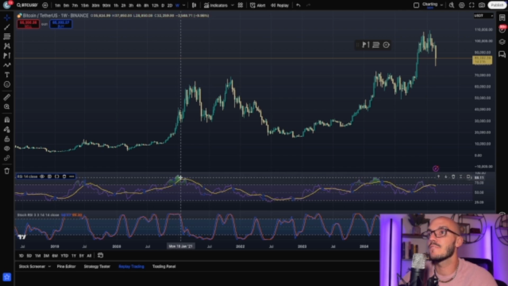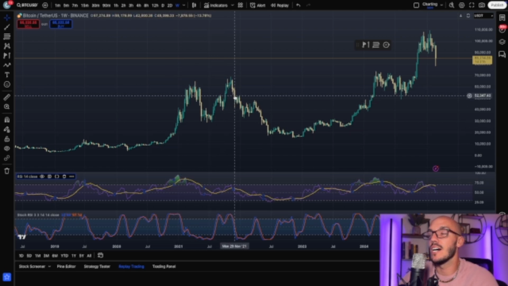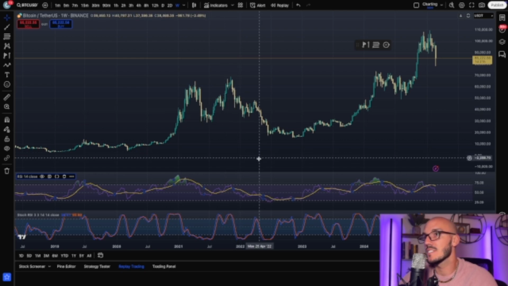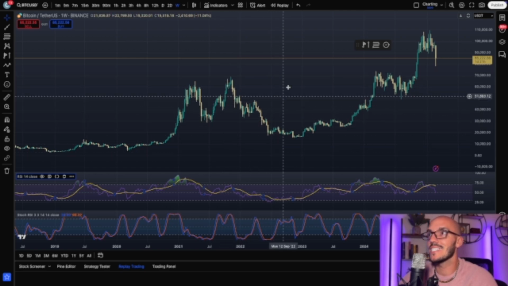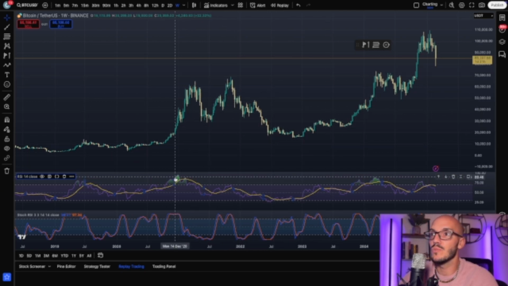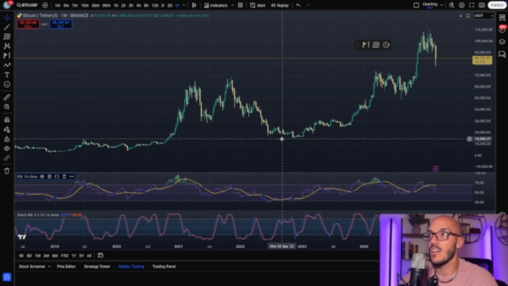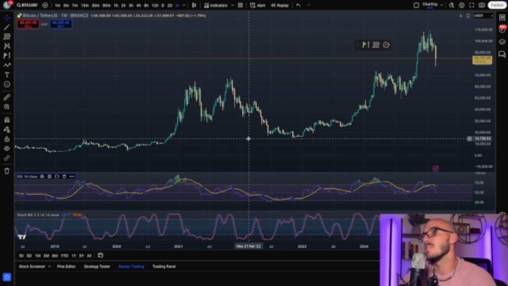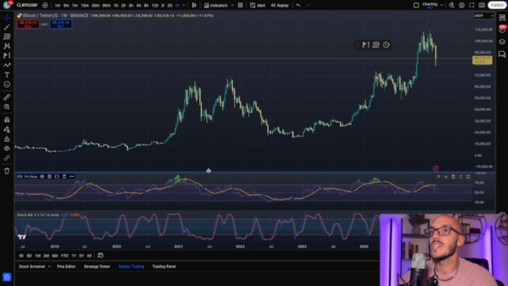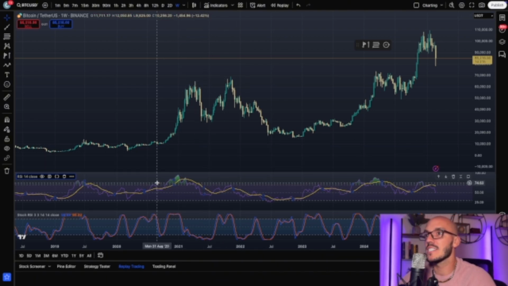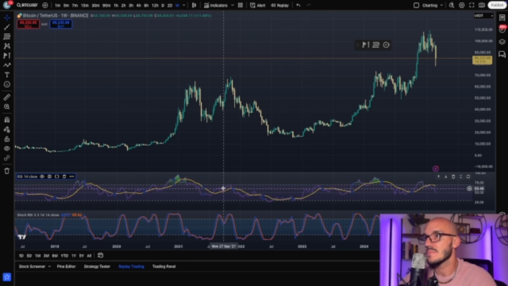You can start eyeing bounces or rejections, or heading into support or resistance. When you combine this indicator with other confluences on your chart, this can be very, very powerful. Okay. That's one way to use the RSI. We're going to get into other strategies later on, but that's the basics for the classic RSI.